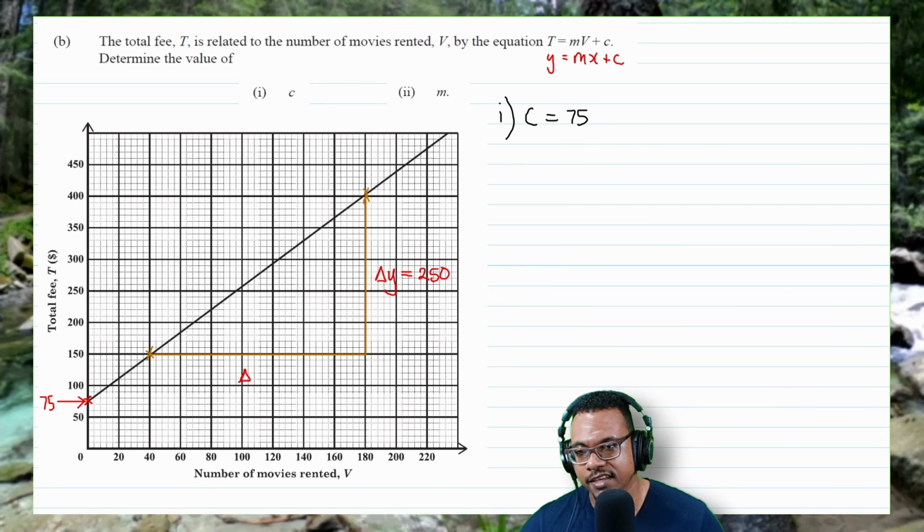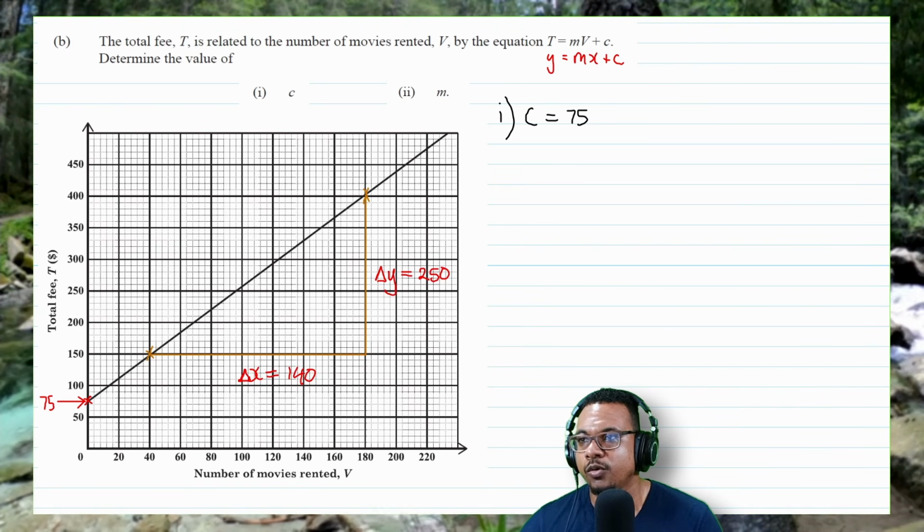And our change in x: each unit is 20, so we count in 20s. From here it is 0, 20, 40, 60, 80, 100, 120, 140. So we have 140. Let's count that again to make sure: 0, 20, 40, 60, 80, 100, 120, 140.